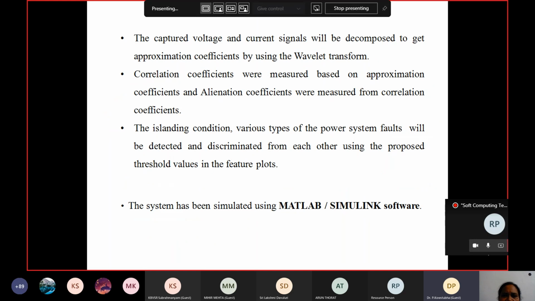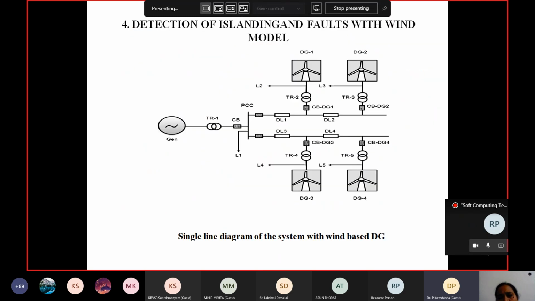Captured voltage and current signals will be decomposed to get approximation coefficients by using the wavelet transform. Correlation coefficients, that means the Pearson coefficients, were measured based on approximation coefficients, and alienation coefficients were measured from correlation coefficients. Islanding condition and various types of power system faults will be detected and discriminated from each other using the proposed threshold values in the feature plots.